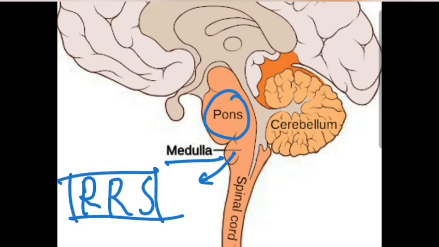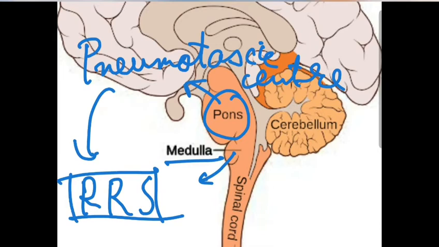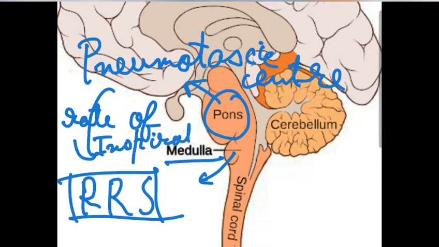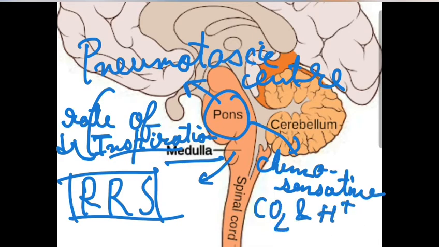Above the medulla, there is another region named the pons. In this pons region of the brain, there is the pneumotaxic center. This pneumotaxic center helps in the moderation or change of the functioning of the respiratory rhythm center, meaning it takes control over the respiratory rhythm center. Basically, the signals from this center help in reducing the rate of inspiration, thereby changing the respiratory rate.